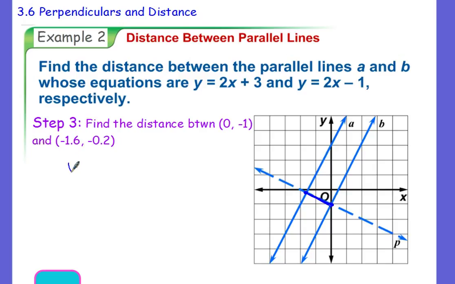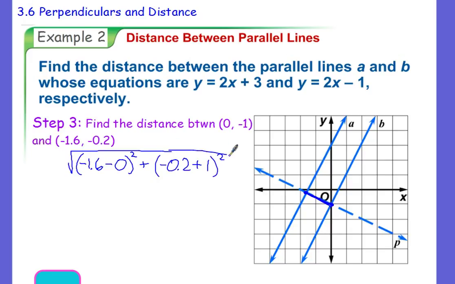So we're doing the square root of x2 minus x1 squared. Let's fill that in. So we could say negative 1.6 minus 0 squared plus y2 minus y1 squared. So negative 0.2 minus a -1, or just plus 1 squared. Okay, go ahead and simplify that carefully.